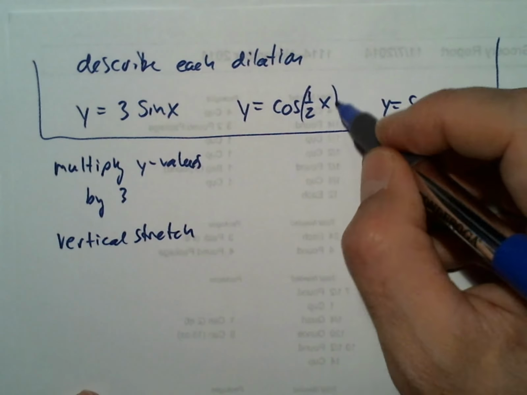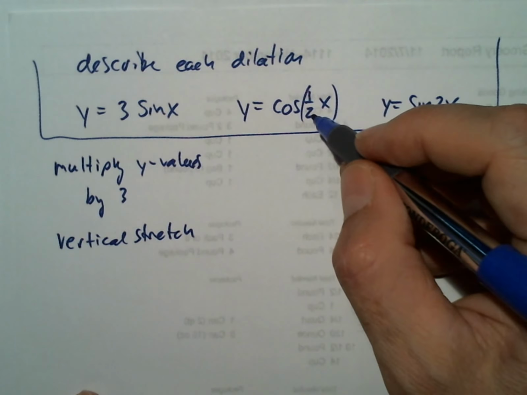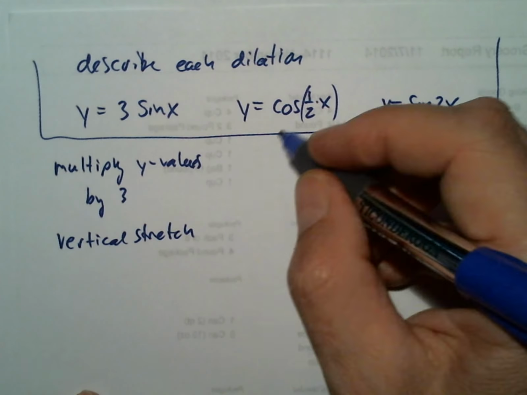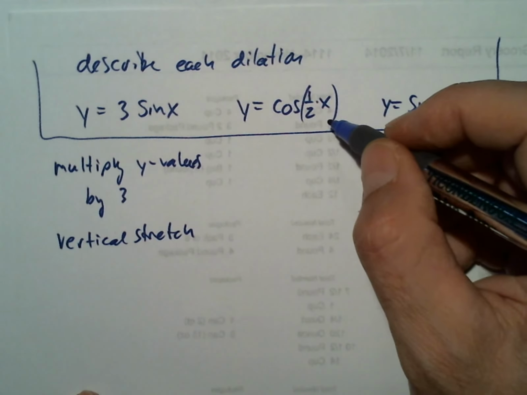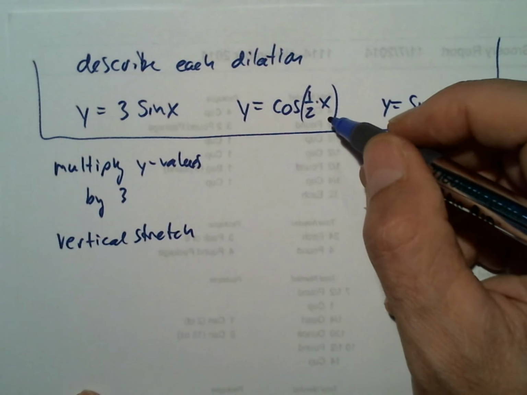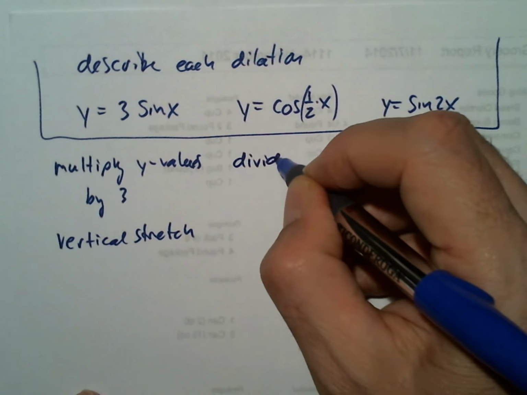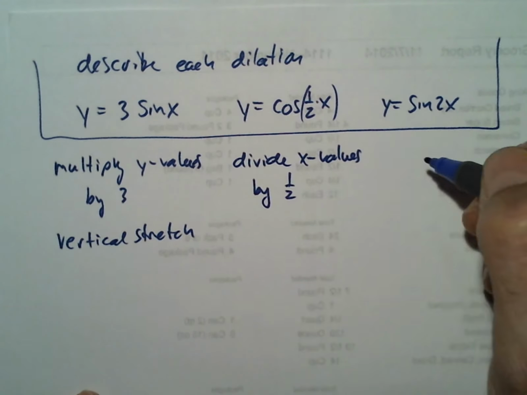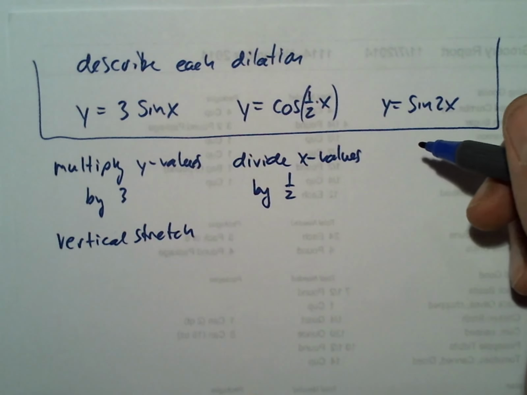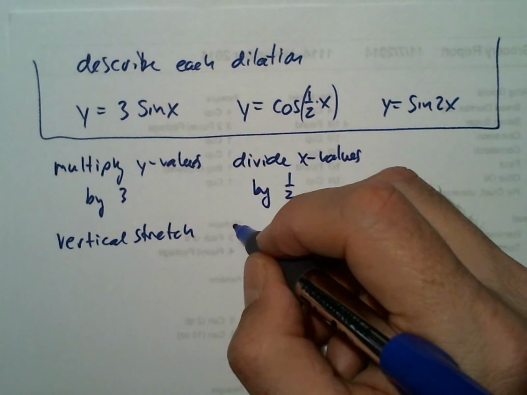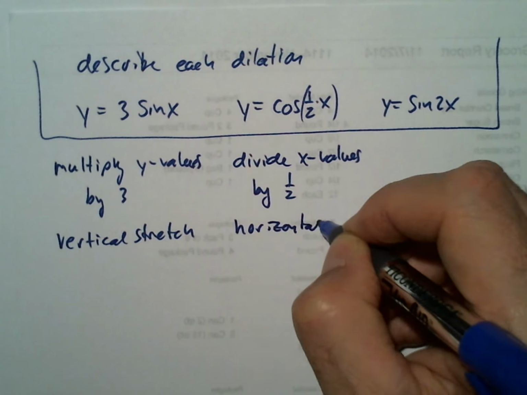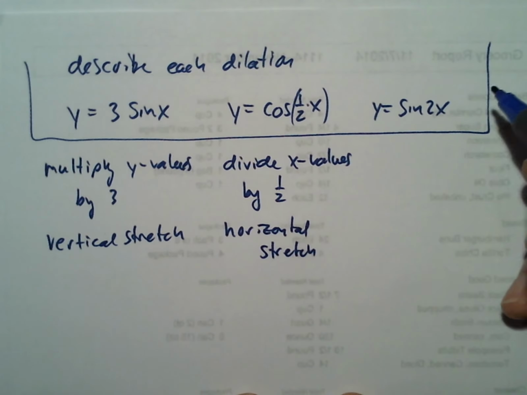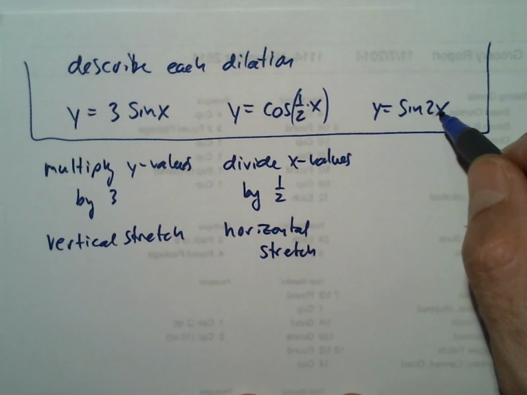Here we have an inside change. We're going to do the inverse of this. This says multiply, so we're going to divide by a half, and that means we will have a horizontal dilation, but let's see whether it's going to be a compression or a stretch. We have to divide x values by 1/2. When we divide by a half, that means the x values get larger. That means it's going to be a horizontal stretch, because all the x values stretch out wider. Alright, pause the video and try that one, and also try this one.